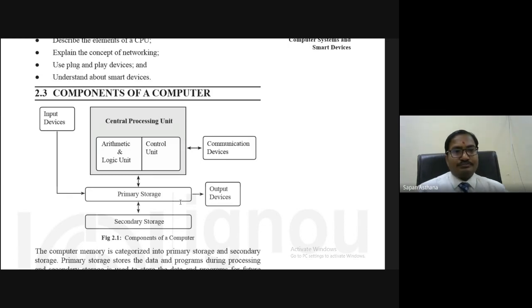Who will answer? If I ask you, is a webcam an input device or an output device? Please reply.